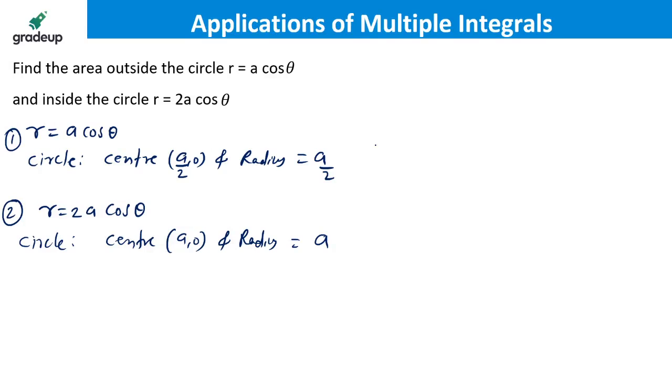So we will be considering these two circles. This is our x-axis. This is the y-axis. Now, one circle is having center at a by 2 comma 0 and radius equal to a by 2. So this will be passing through origin.